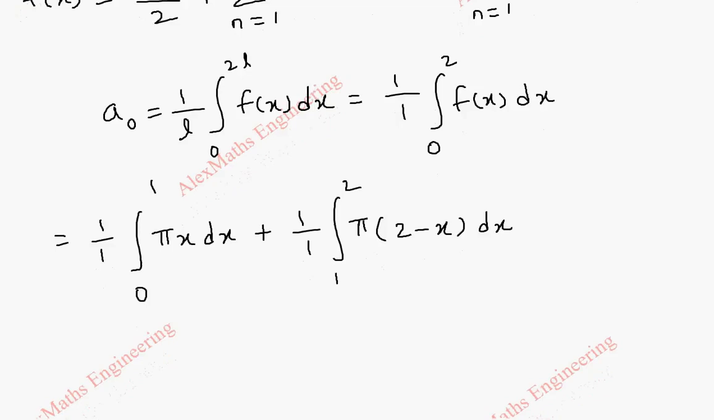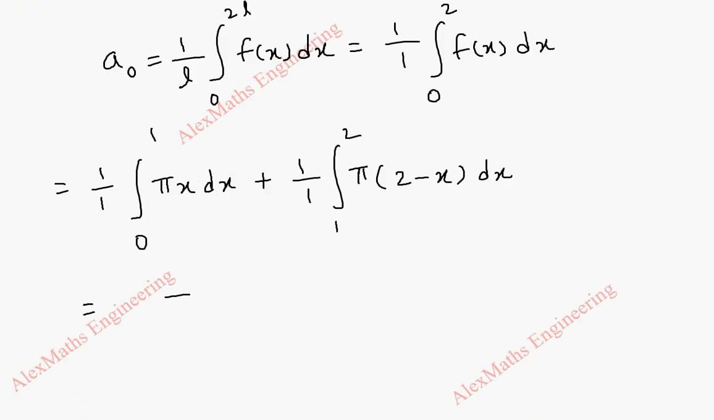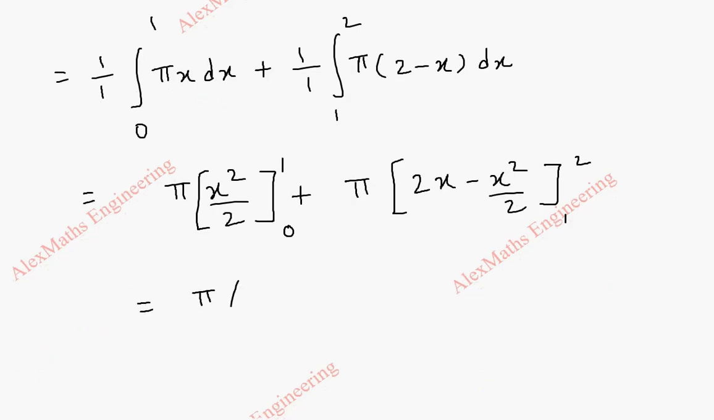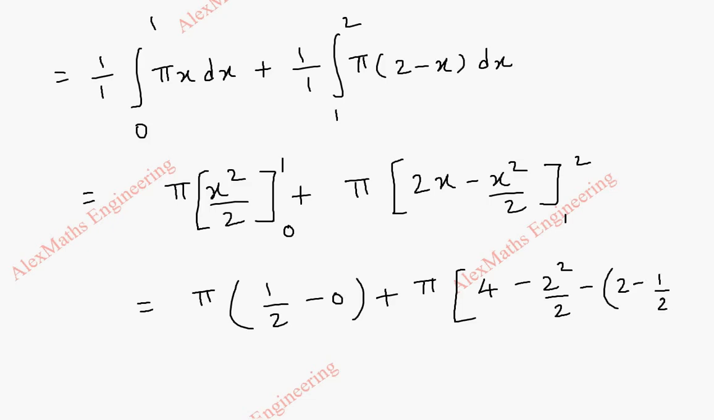Now we integrate this. The first part is pi is a constant, x integration is x square by 2, and we have the limit from 0 to 1. And second term, pi we take out, 2 integration is 2x and x integration is x square by 2, and we have a limit from 1 to 2. So now when we use the upper limit, 1 square by 2 is 1 by 2, lower limit is 0, and here when I put 2, 2 into 2 minus 2 square by 2, when I put the lower limit, 2 minus 1 by 2, and here we can cancel this.